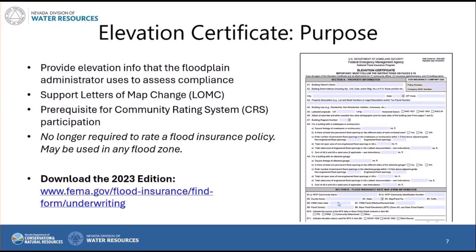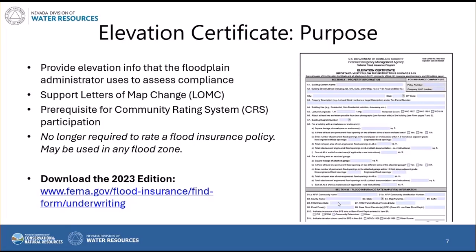And if your community is participating in the Community Rating System or CRS program, which provides discounts on flood insurance for communities that go above and beyond the minimum NFIP standards and do additional activities, those CRS communities must use the elevation certificate form to capture elevation information. It's optional but highly recommended for all communities to use this form because of the way it captures all the information that you need.